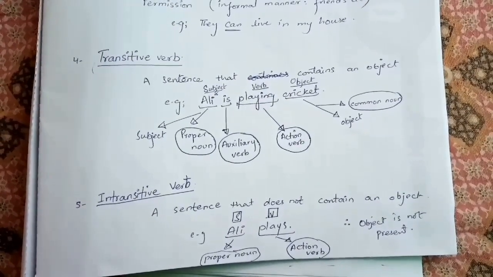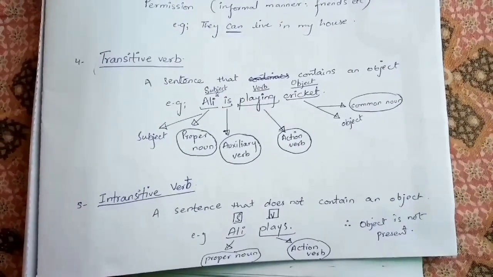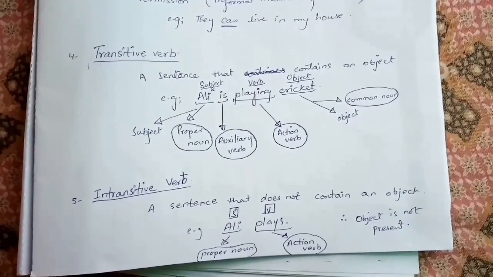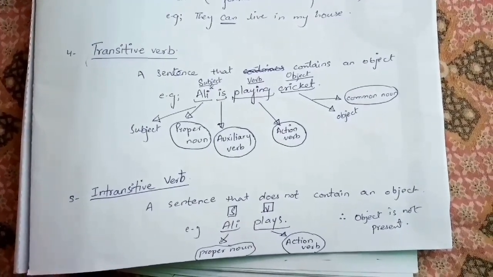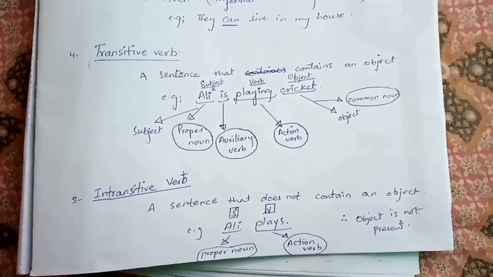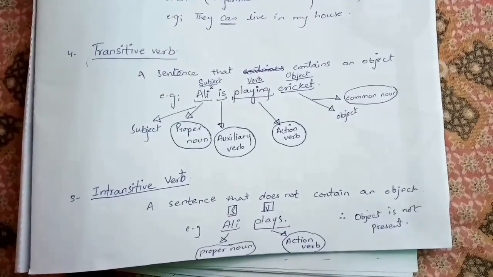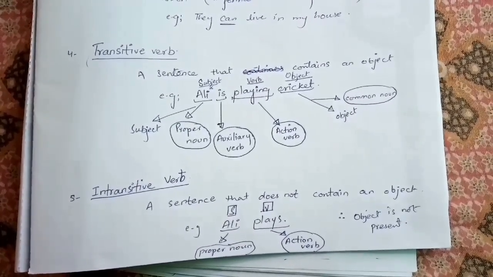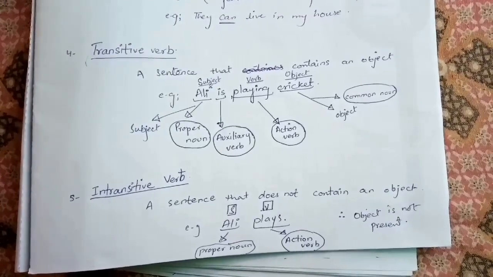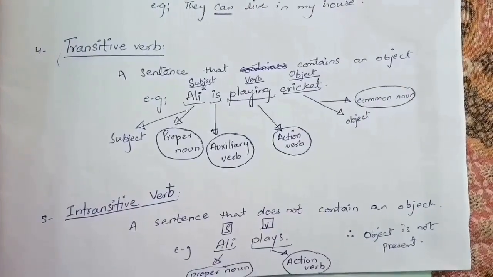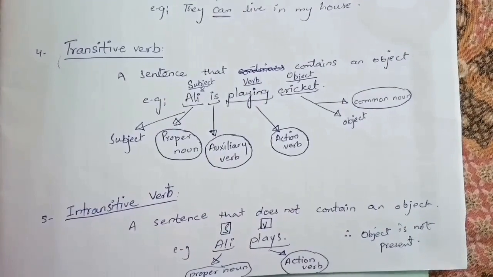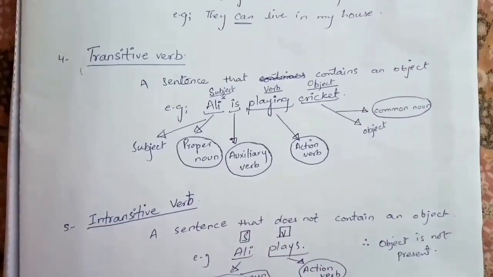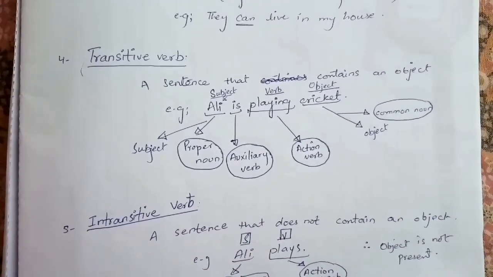How will you identify that this sentence contains an object? If I say, Ali is playing what? Then obviously you will say that he is playing cricket. So over here you know the answer, that he is playing cricket. So cricket will be the object. When you are applying an action on a particular thing, that will be the object.